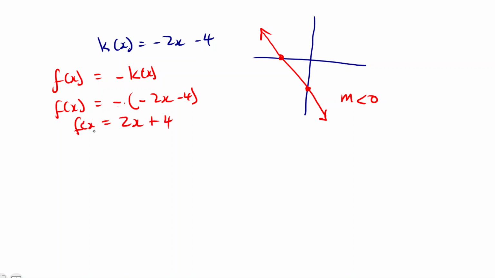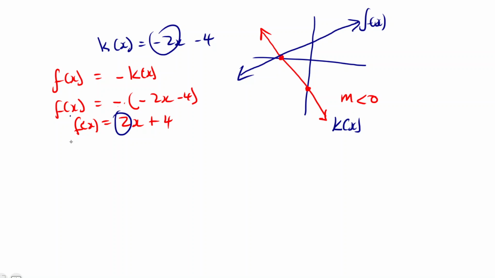So f of x will be 2x plus 4, and the reflection will be somewhere like this. You can see the gradient here is positive, but the gradient for k of x was negative. So this will be the function f of x, the reflection of the function k of x. Let me give you another example.